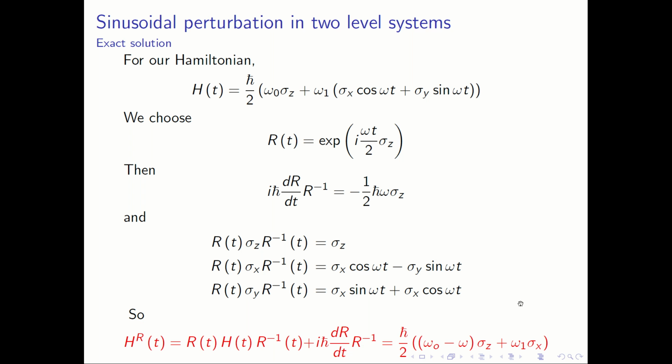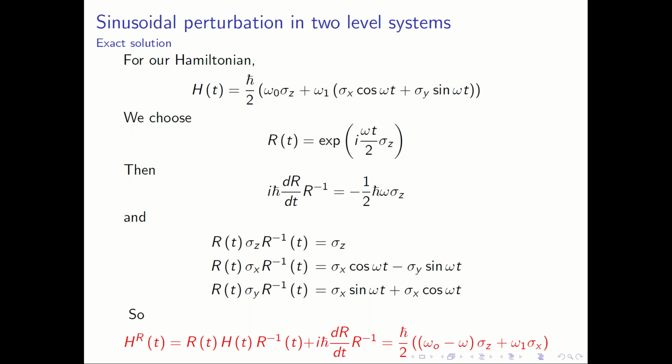So as promised, once we have applied this R of t, we have gone into a new picture, and in this picture, the Hamiltonian H_R(t), the effective Hamiltonian in this picture, describes the interaction of a spin half particle with a constant magnetic field.